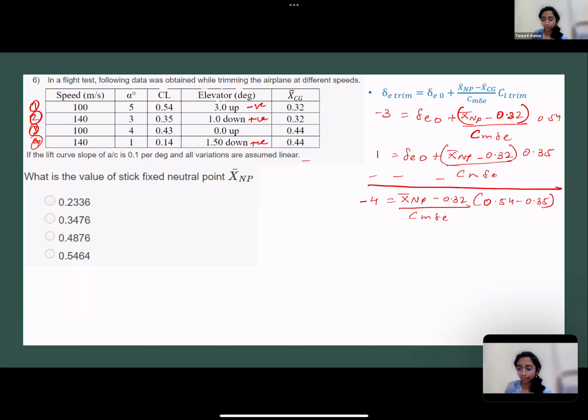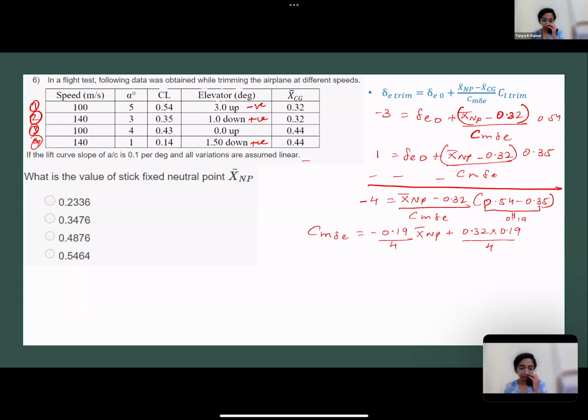Now simplify this equation, write it down in terms of CM delta E or X bar NP. I will write it in terms of CM delta E. So CM delta E is minus 0.19 by 4 X bar NP plus 0.32 into 0.19 by 4.